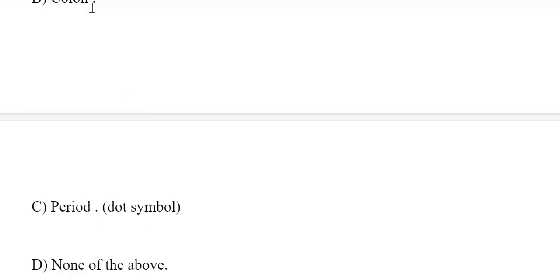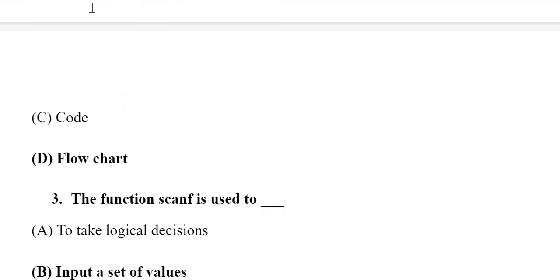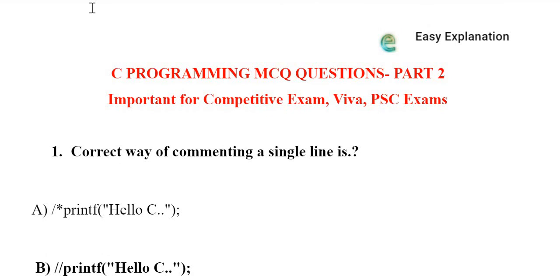So this was the end of our MCQ questions part 2. Hope you understood this. So next I'll be coming with C programming MCQ questions part 3.